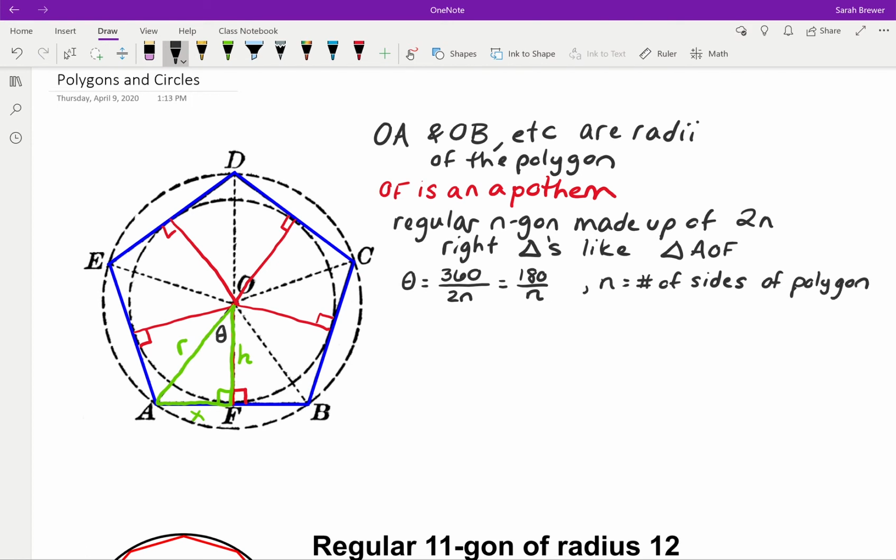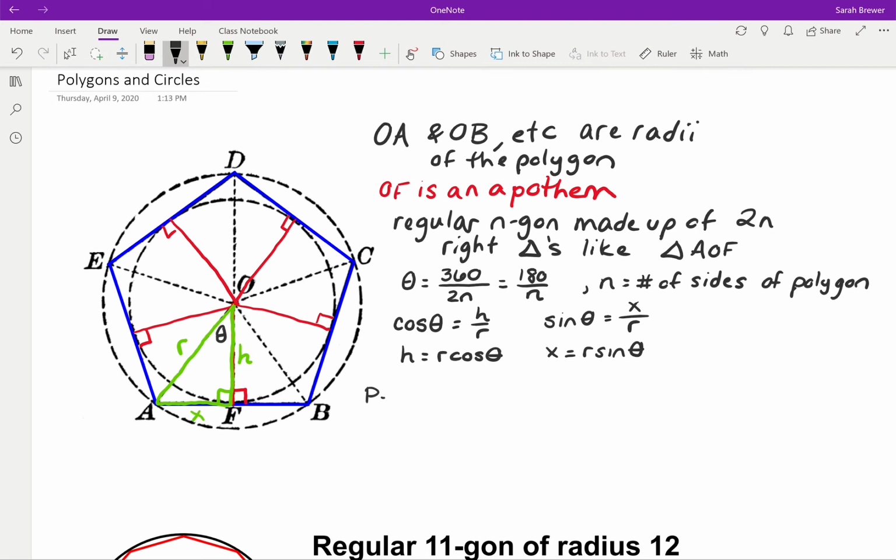Okay. All right, so then if I have this angle theta and I know r, then I can rewrite x and h using our sine and cosine functions. So for example, I can write that the cosine of theta is h over r, or h is equal to r cosine theta, and I can write that sine theta is equal to x over r, or x is equal to r sine theta.